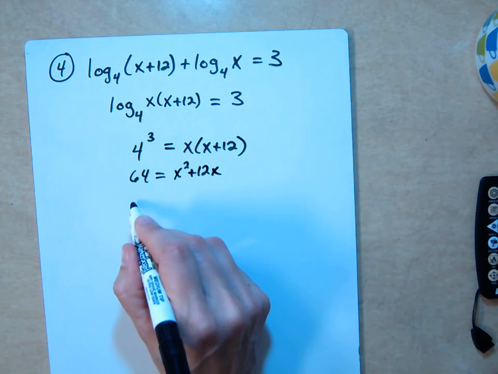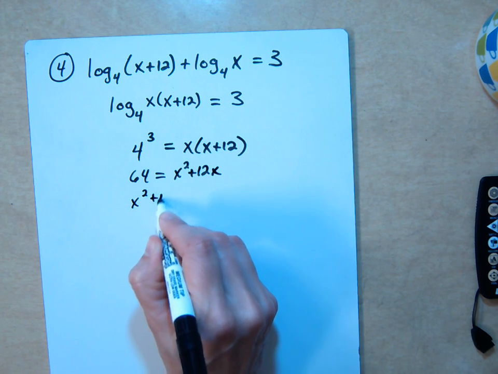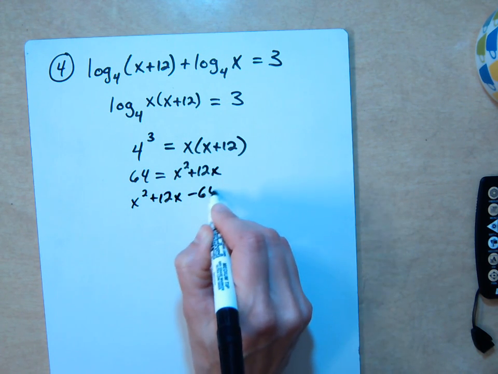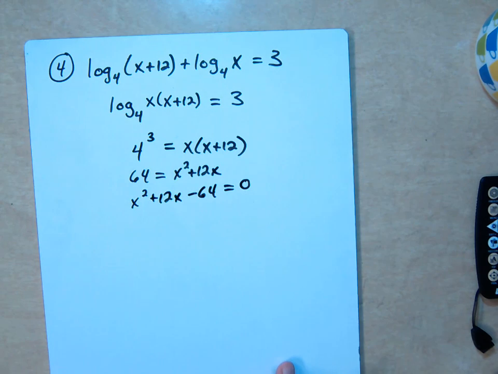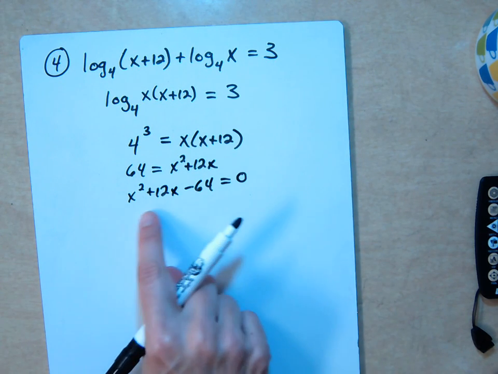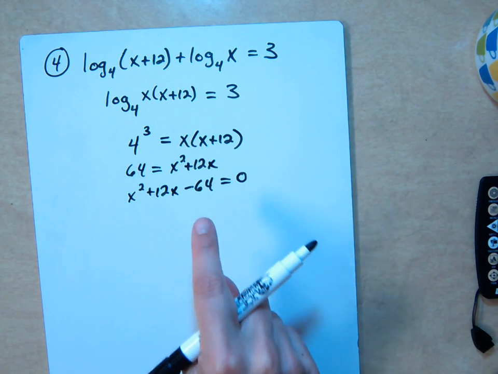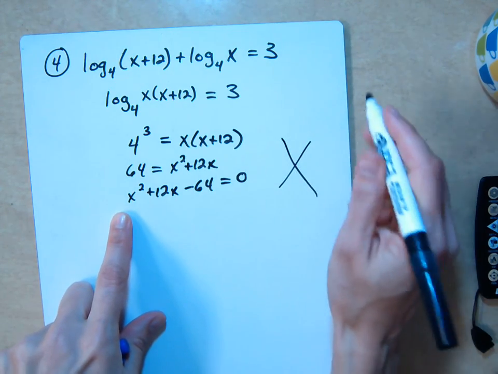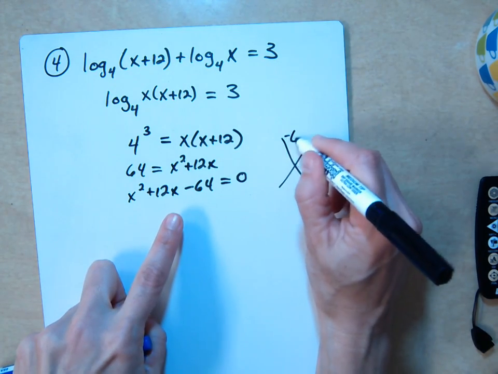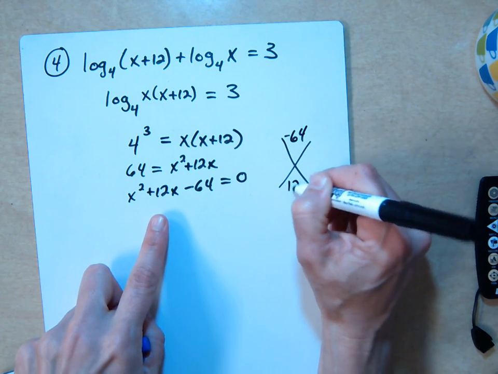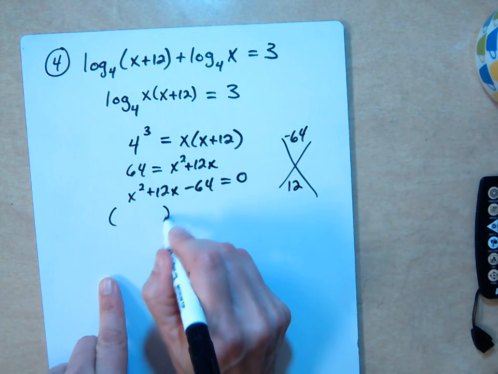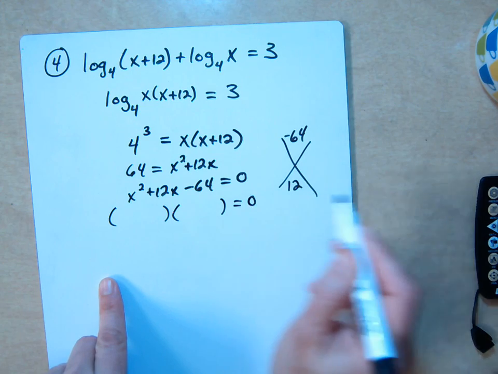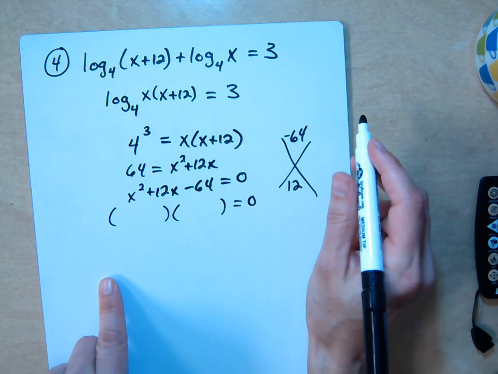Get everything on the same side. I like having everything on the left. And I don't even have to do a full diamond and rectangle to factor something like this because the leading coefficient is 1. So I can just say what multiplies to negative 64 and adds to 12. And that will give me my factors. What are those numbers?